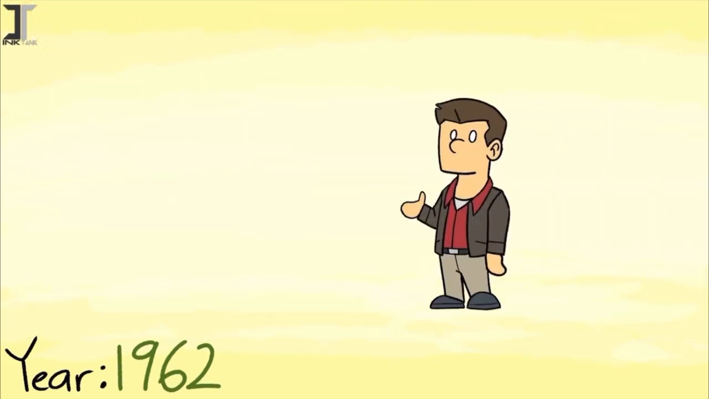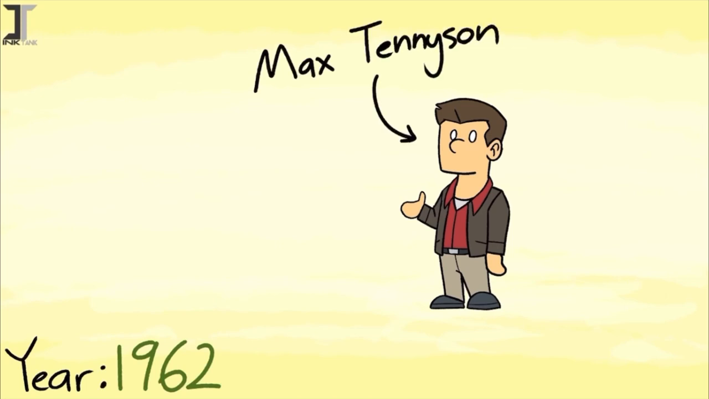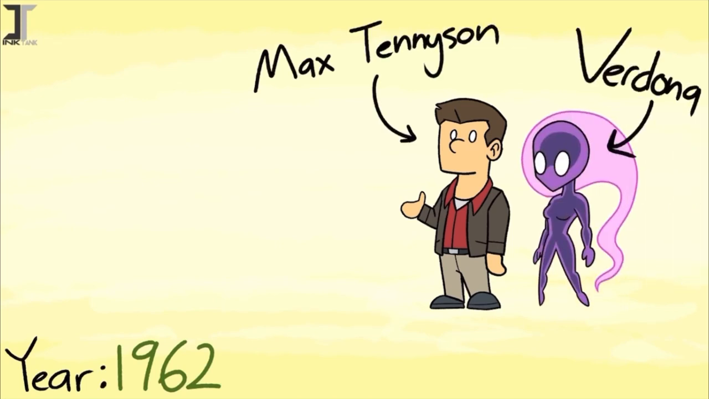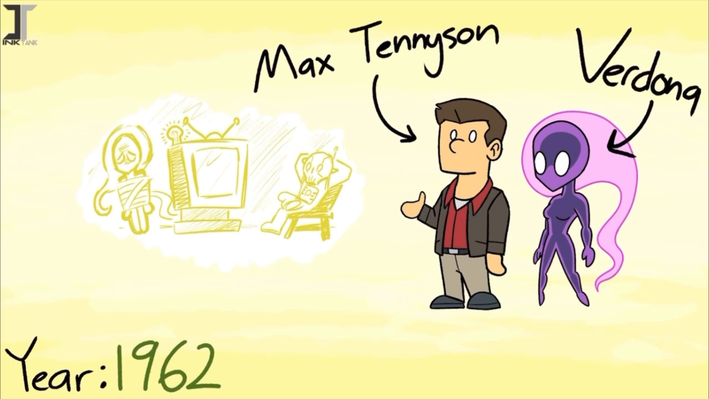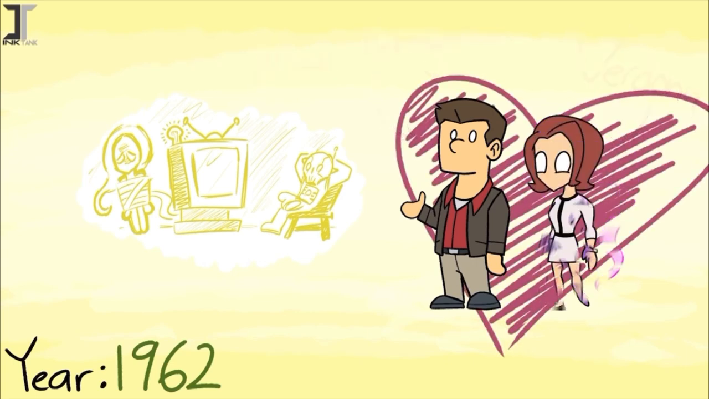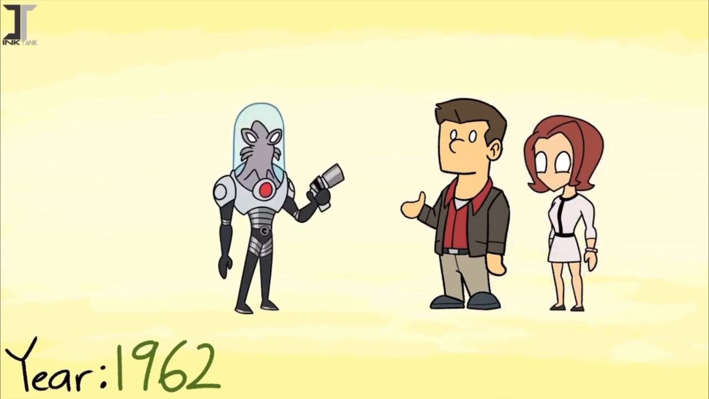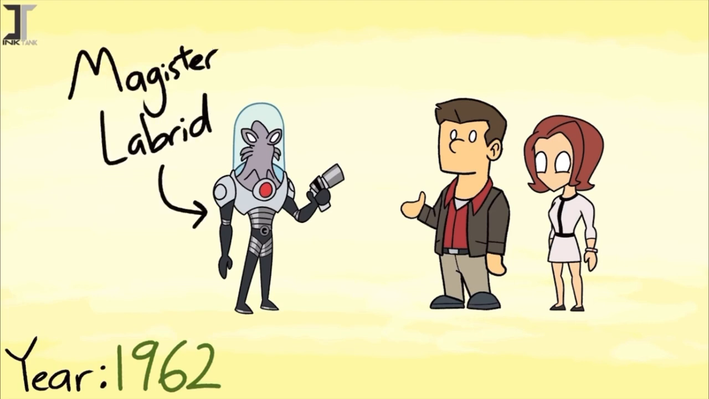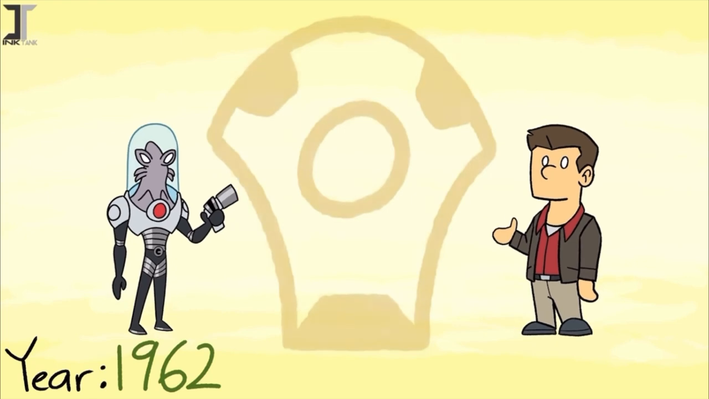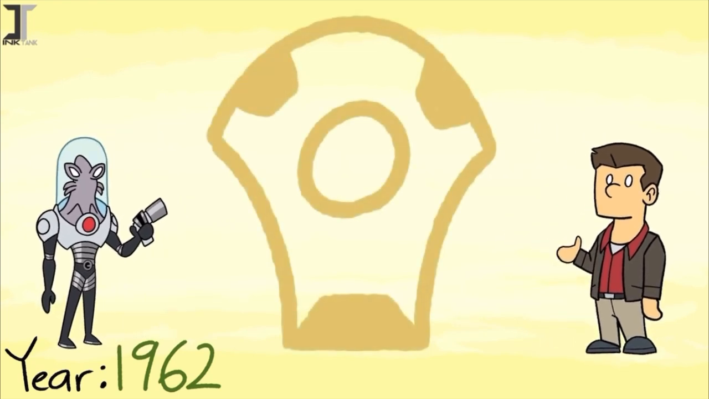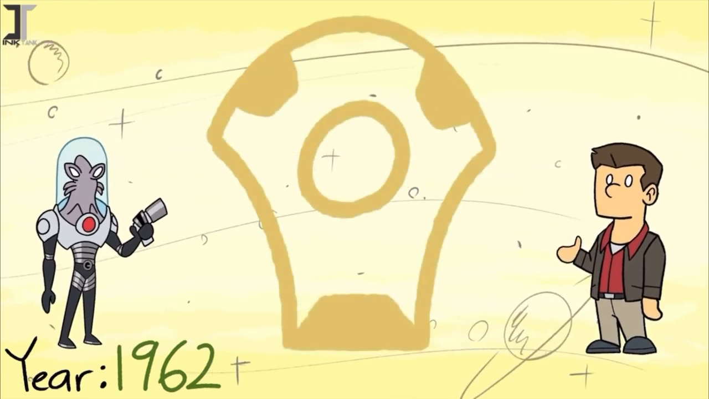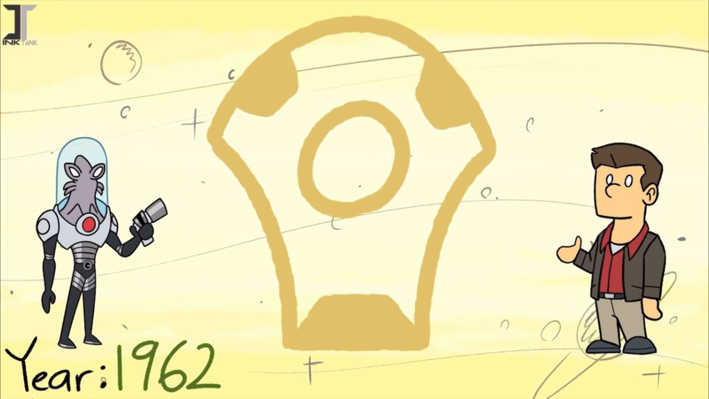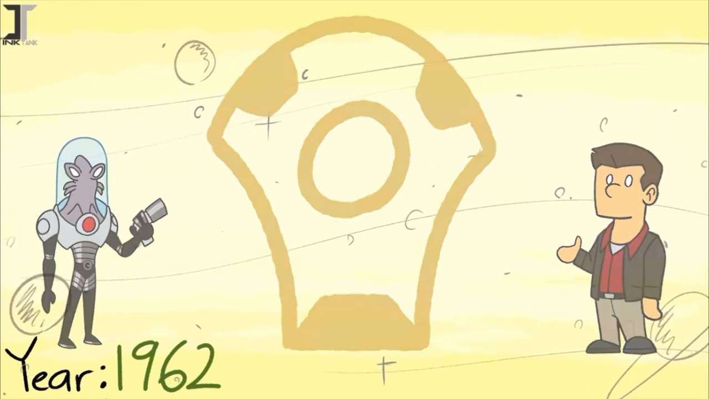In 1962, 10 years later, Air Force pilot turned astronaut Maxwell Tennyson saves the life of an energy being named Verdona from an android that aspired to use her as a power source. The two eventually start a family together. Also present was an alien police officer named Magister Labrid, who invites Max to join the force. This stems the integration of the intergalactic merger of said police force and the Earth Plumbers. Plumbers are now multi-galaxy wide and operate as the definitive law enforcement for all galaxies under their jurisdiction.